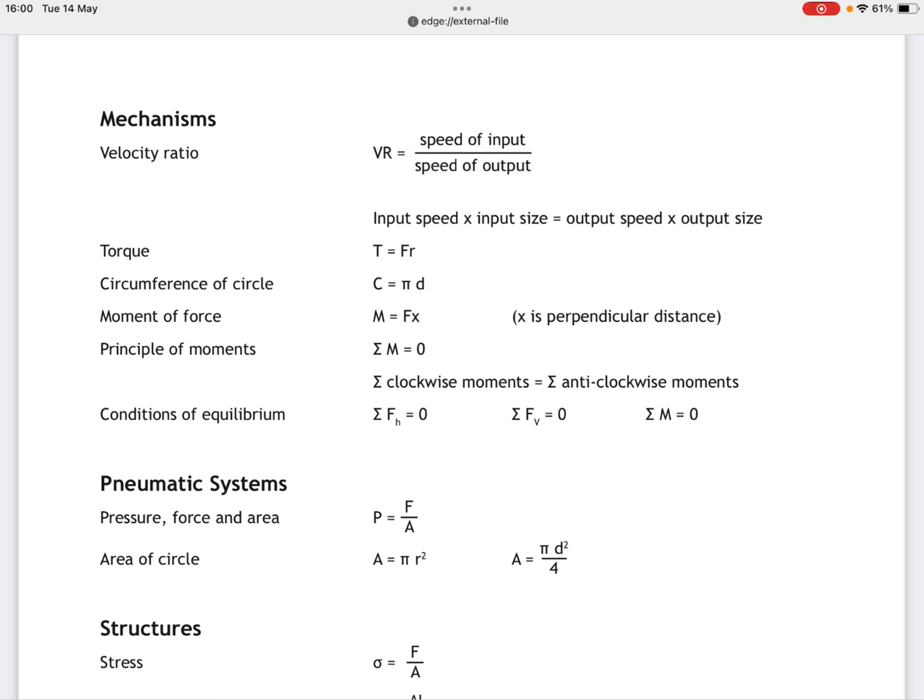Now there are two different ways to tackle this question. I'm going to show you the velocity ratio way first, and then after that I'll show you the other way with the second equation there, the input speed times input size.